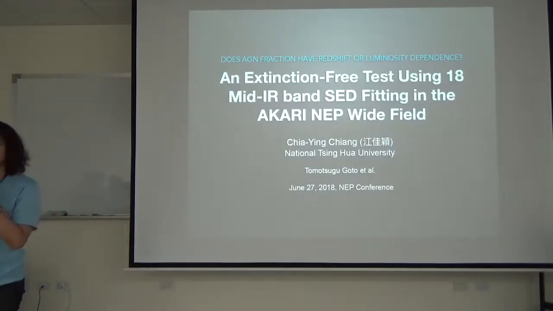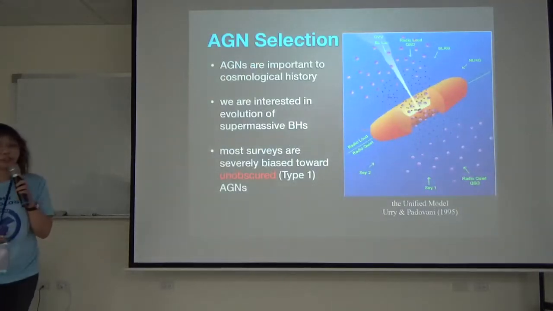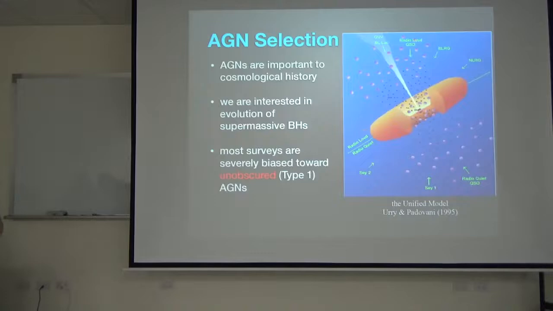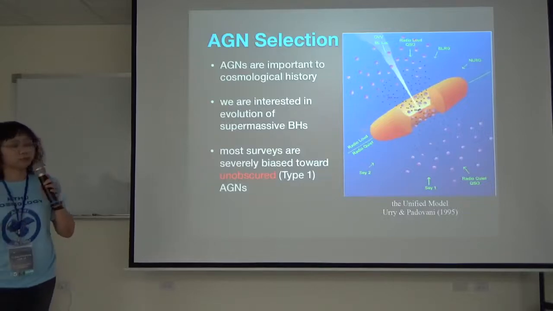Hello everyone, my name is Ying, and I presented in the first session if you remember. Today I would like to talk about AGN fraction. The reason we are interested in AGN is that they are related to cosmological history, through AGN feedback and things like that. That's why we are interested in the evolution of supermassive black holes, and why we are trying to find AGN everywhere.